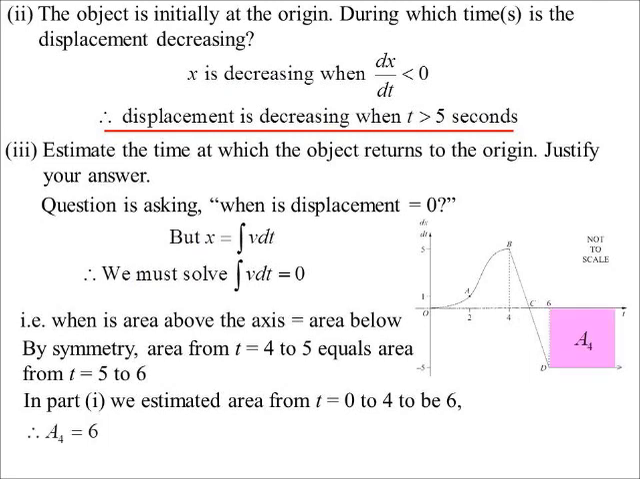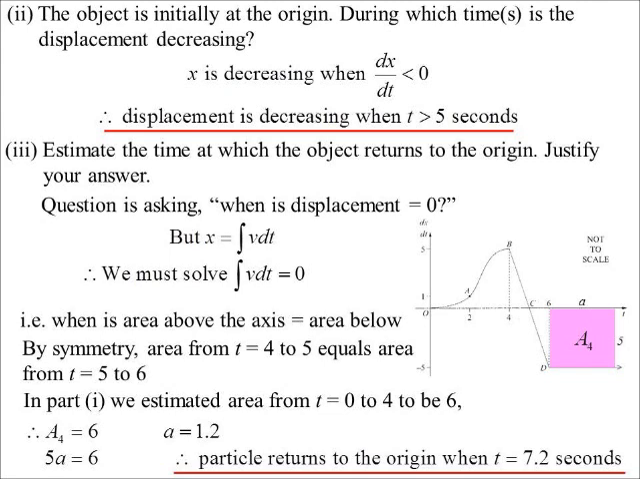So our question really now is, when is this rectangle after t equals 6 going to have an area of 6? So area 4 has to equal 6. 5a will equal 6. So about 1.2. Well, that's not our final answer, of course. We've got to add that on to the 6. So around about 7.2 seconds.